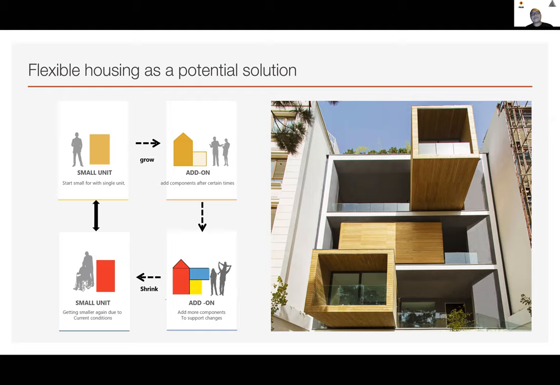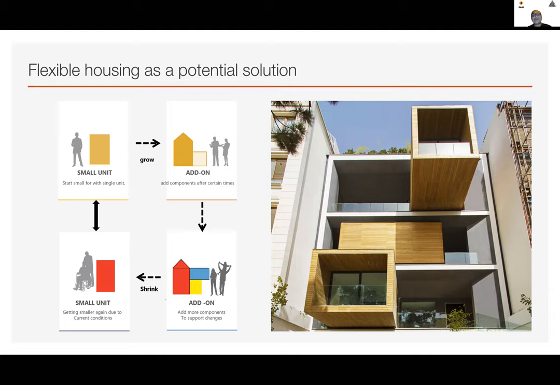This is because of the demographics of the family in Malaysia. For example, you start off single, you are a bachelor, and after certain years you get married, so you have a partner, and then maybe you have children, maybe three or four children, but at a certain point of time, your children will move out from the house.